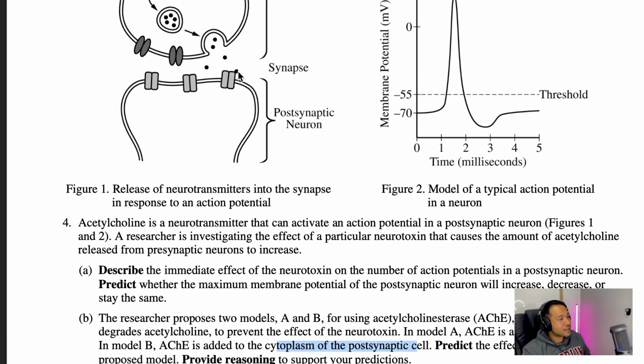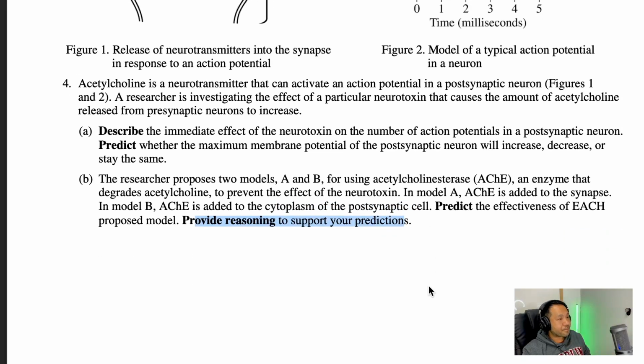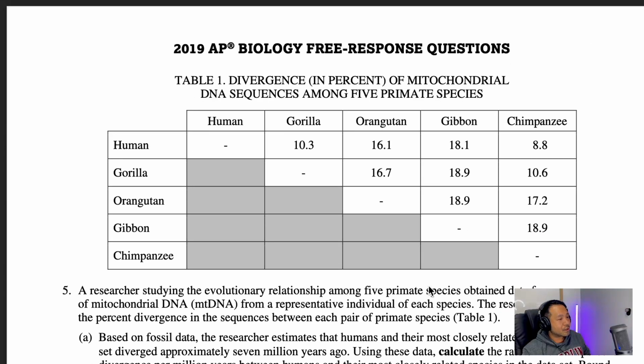We can clearly see from the diagram that acetylcholine is binding to the receptors, and they're not lipid-soluble messengers that go in. So the one in the cytoplasm would have no effect. You would have to put it into the synapse, and that would be the rationale for this answer. Okay, moving on. Number 5.